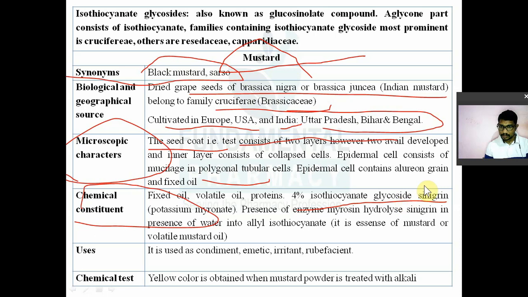Sinigrin is the isothiocyanate glycoside found in black mustard, nothing but potassium myronate. The enzyme myrosin hydrolyzes the sinigrin in the presence of water into allyl isothiocyanate. It is the essence of mustard or mustard oil. The aroma and smell of mustard oil is because of allyl isothiocyanate, which is a hydrolysis product of sinigrin hydrolyzed by one enzyme known as myrosin. Its use: it is used as a condiment, meaning मसाला, emetic, irritant and rubefacient.